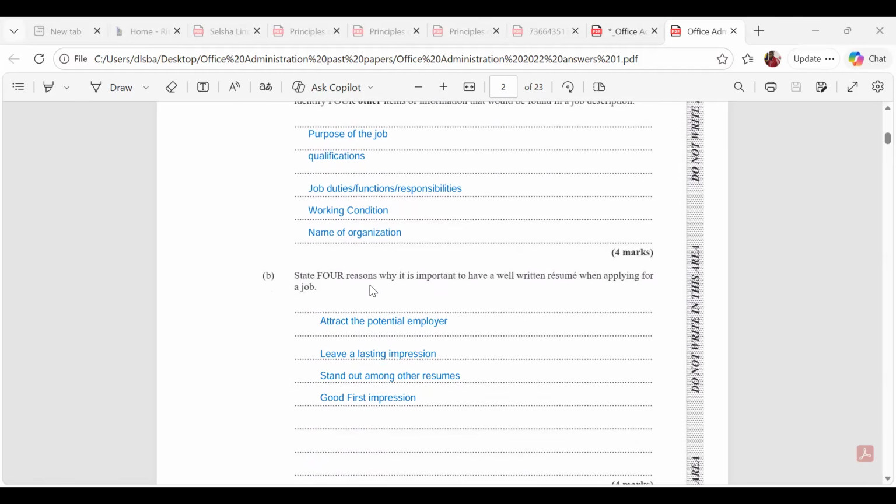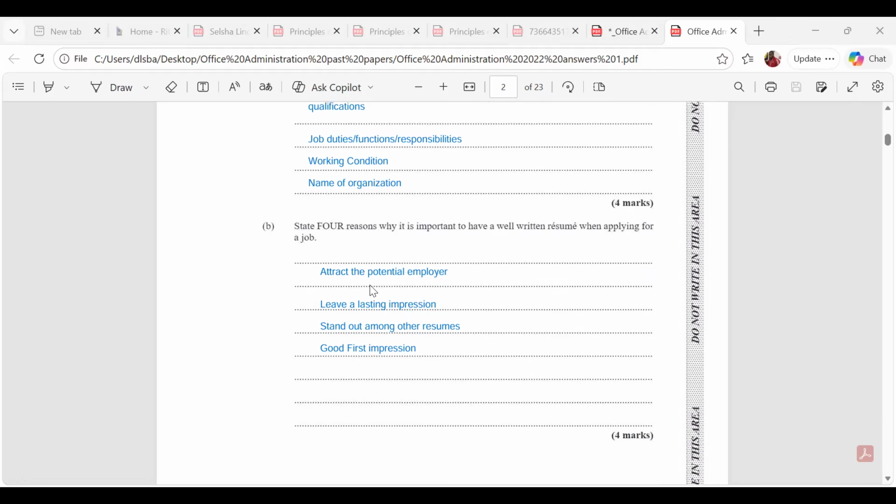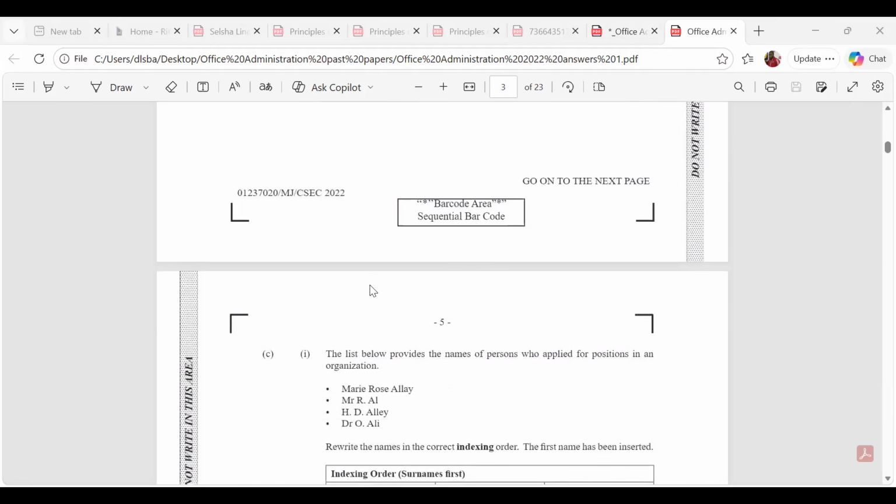Increase your chances of getting an interview. Help your resume stand out. It will leave a lasting impression, which is a bit different from a first impression. Look at the answers.